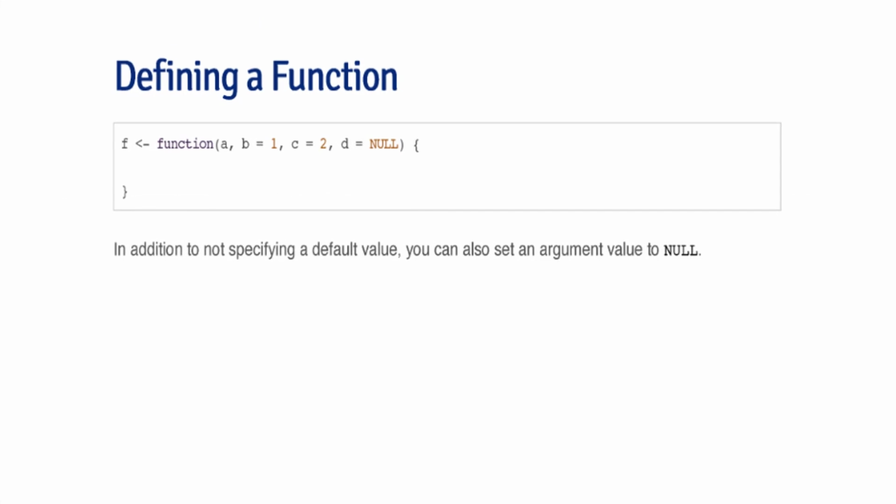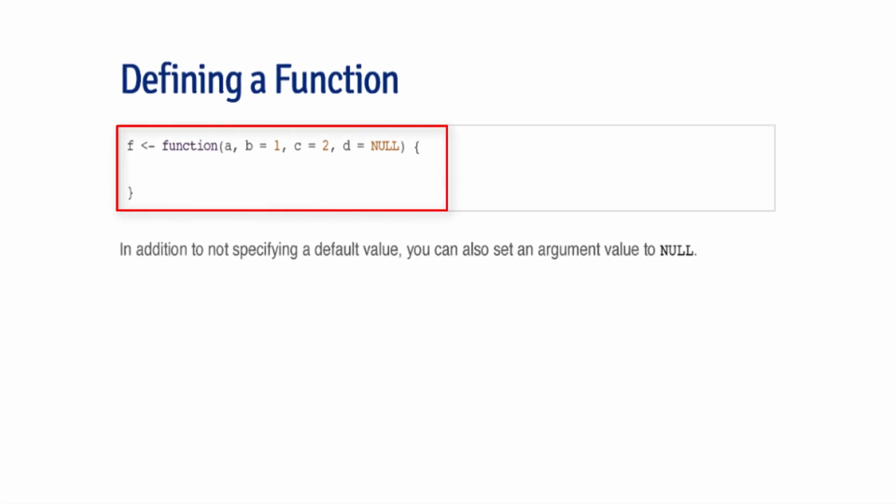So here's a function with 4 arguments a, b, c and d. a has no default value. b, c and d all have default values. When you define a function, you want to both specify the names of the arguments and whether or not any of the arguments have default values. NULL is a common value to assign to an argument, which can mean a variety of things, but usually means that there is nothing there.